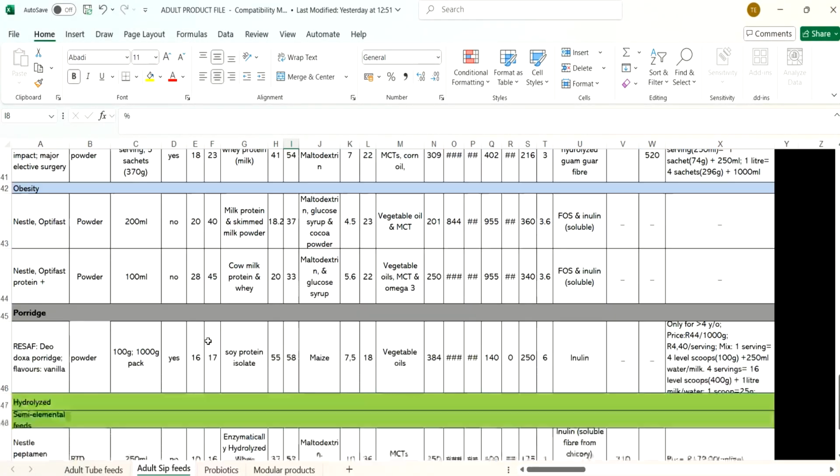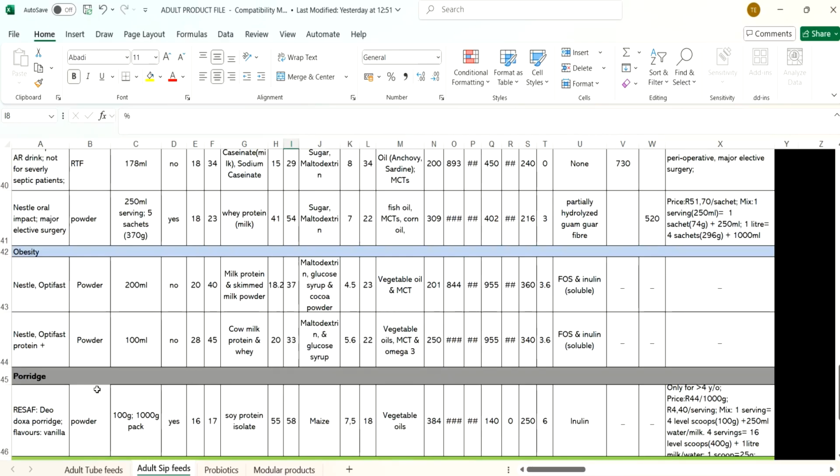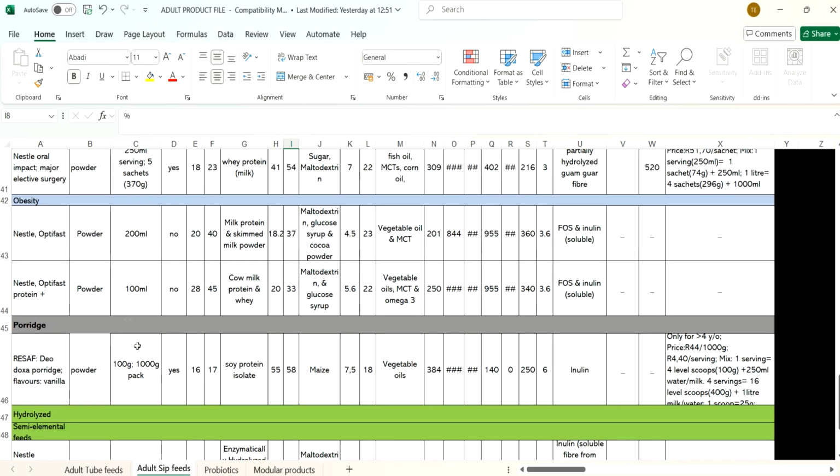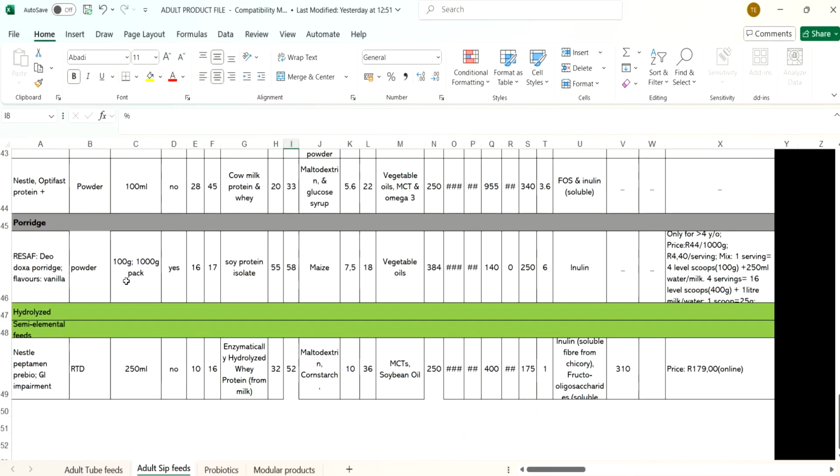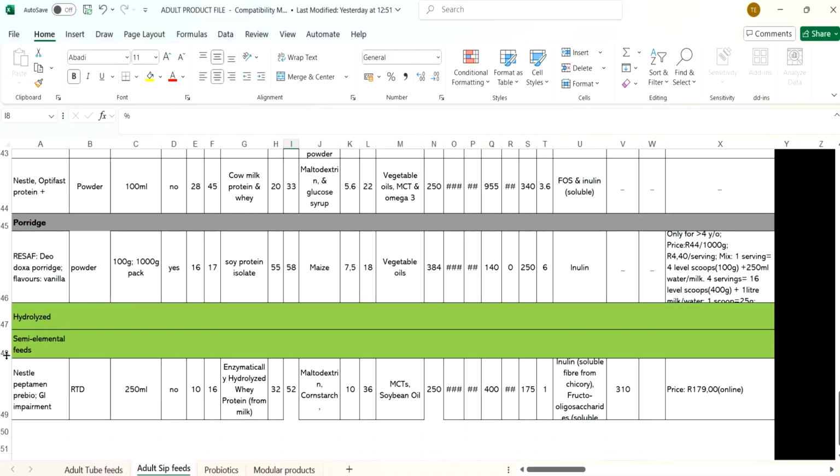I've also indicated a category for porridge, for example, or if you have something like a custard or whatever it is, you can add a different category for that. Like for example, solids, because most of these are sip feeds, so they're milkshakes, right? And then we have hydrolyzed feeds or the semi-elemental ones, Peptamen Prebio, things like that.